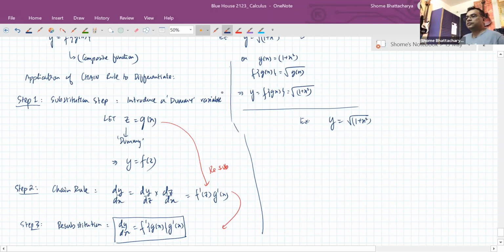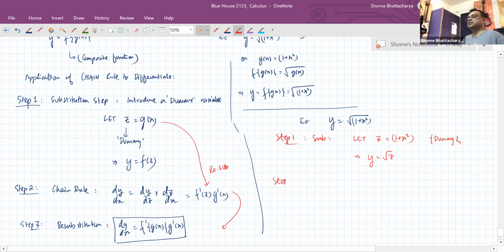Okay, so let's correlate from here and see how we apply the steps. So step 1, when we substitute, we'll introduce z as 1 plus x square. So this is the dummy variable. So accordingly, y becomes how much? Y becomes square root of z.